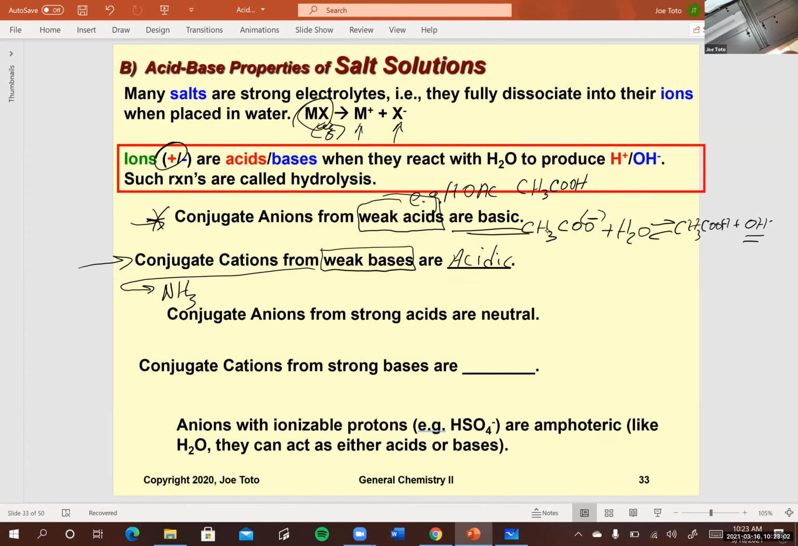Let's look at the conjugate cation of this. What is the conjugate cation? NH4+. Yeah. Now, is that acidic? Let me see. I'll put it in water.